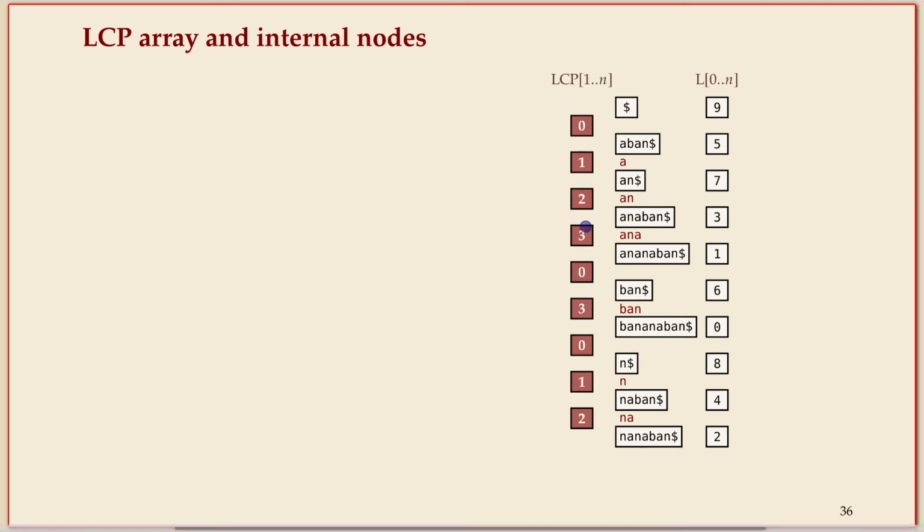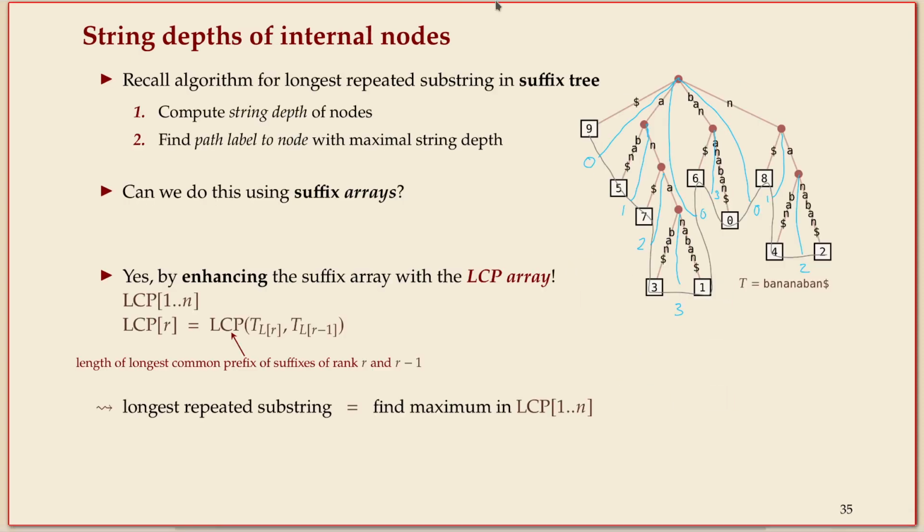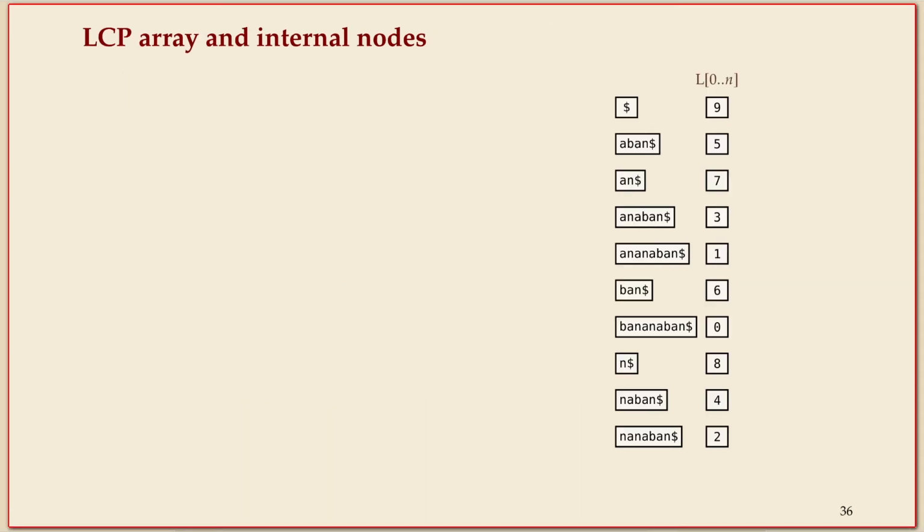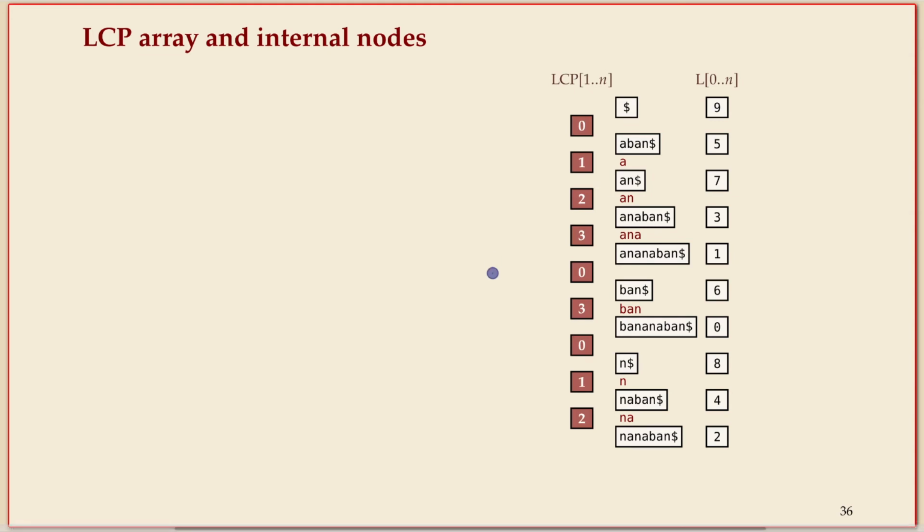So that's why the LCP array for this example is 0, 1, 2, 3. That's just the length of the red strings. And that's the same numbers that I've shown you before. So 0, 1, 2, 3, 0. If you go back to that slide, it's 0, 1, 2, 3, 0. Although that 0 looks like a 6, it's a 0. All right, so far nothing new.